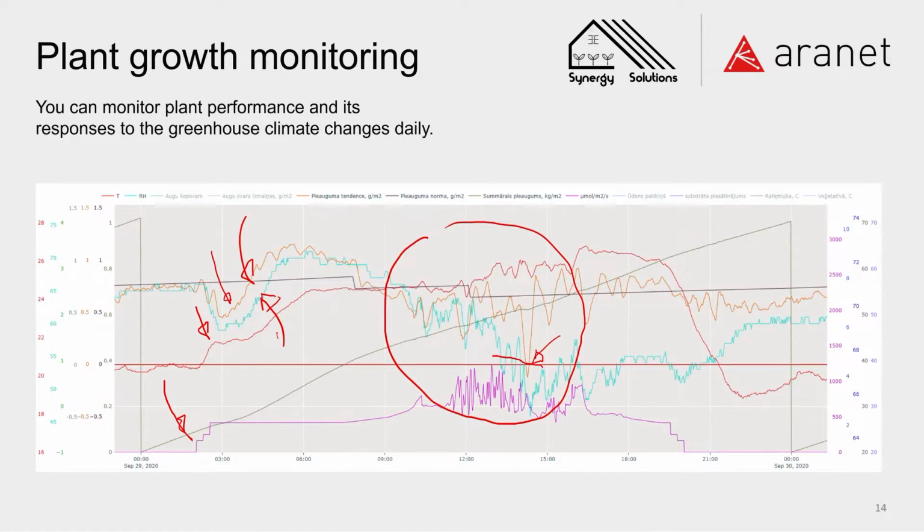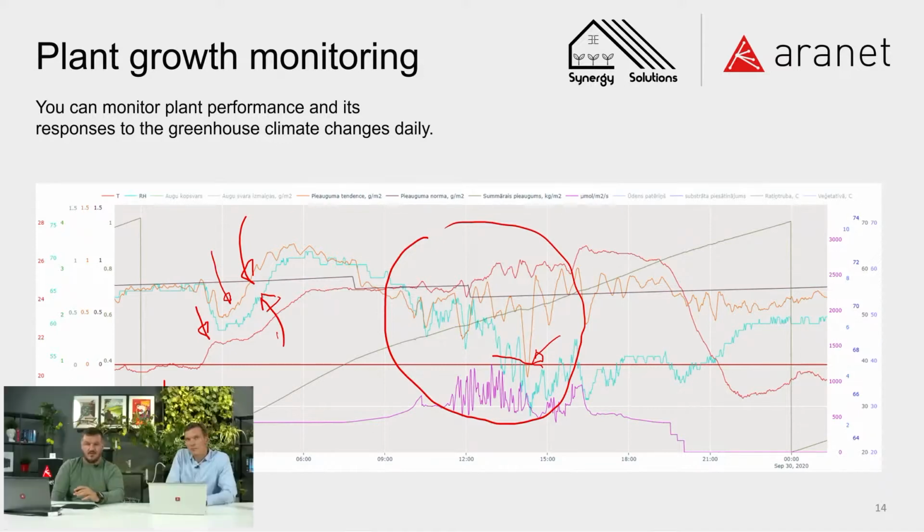So to avoid it, in this case you could use the screening, or if you know that there will be a lot of sun with changing clouds, and if you know that you have a lot of sun, then you would use the chalk on the roof, and you would limit the income of natural light.